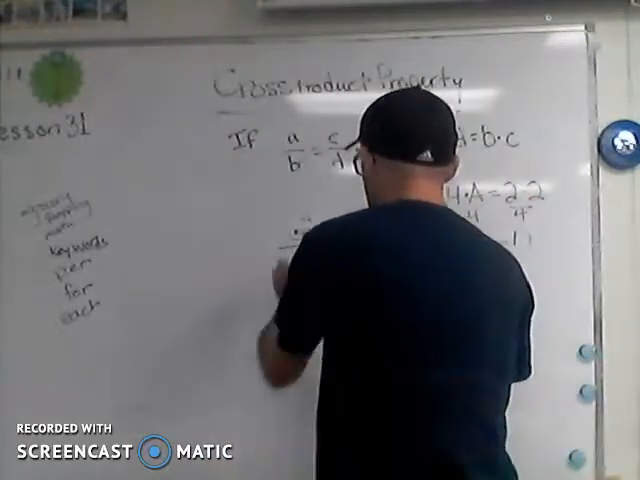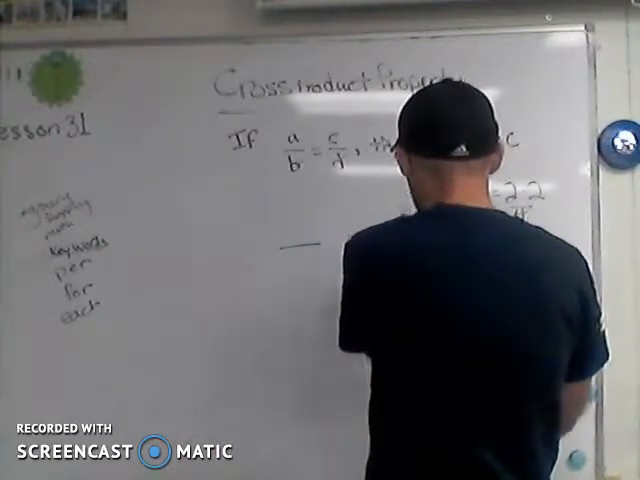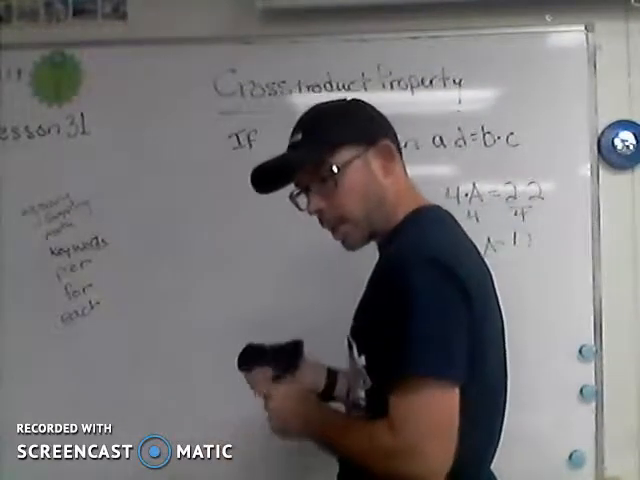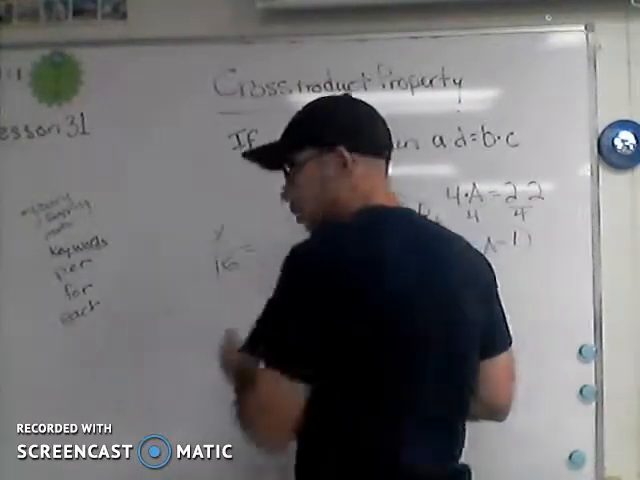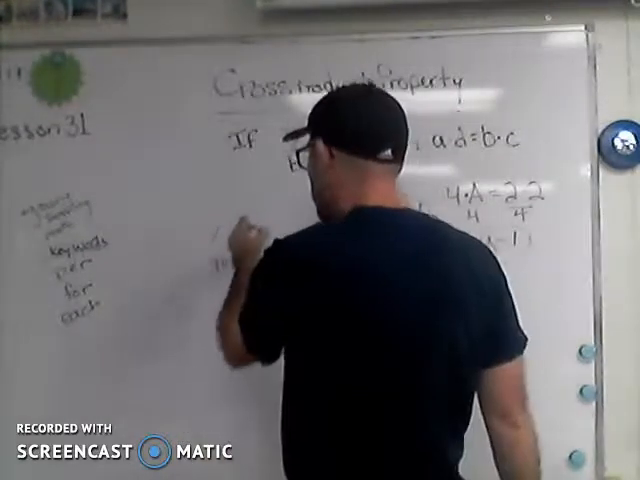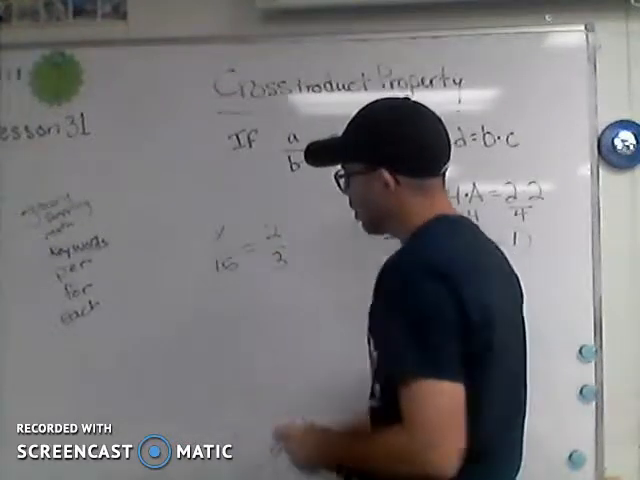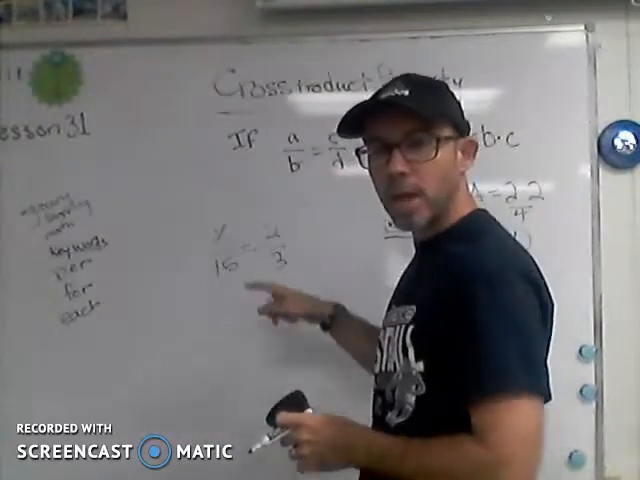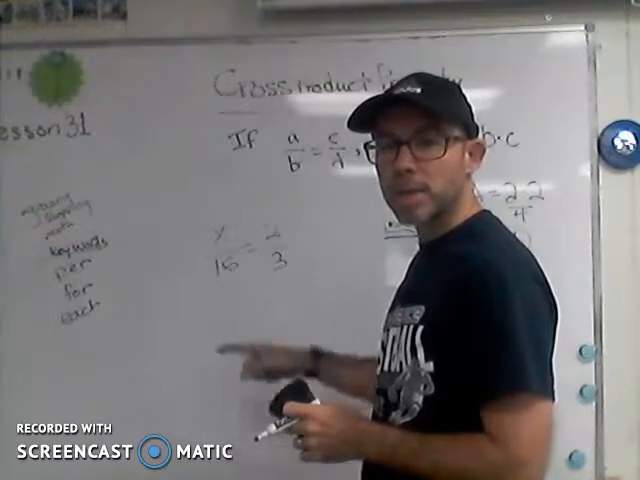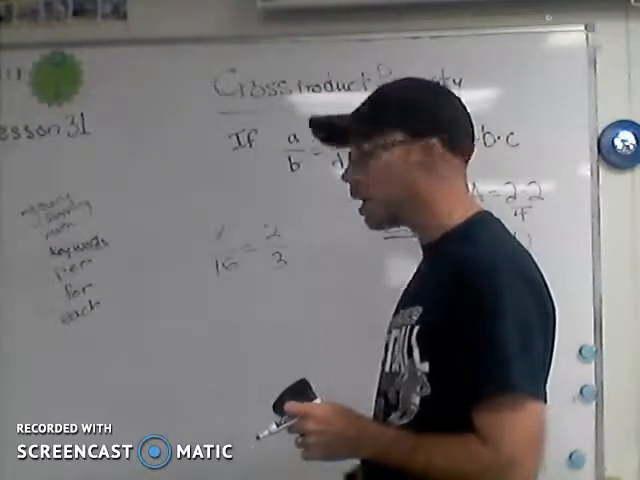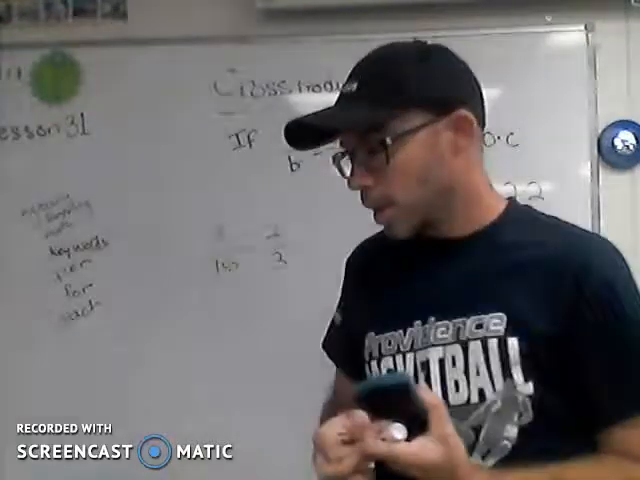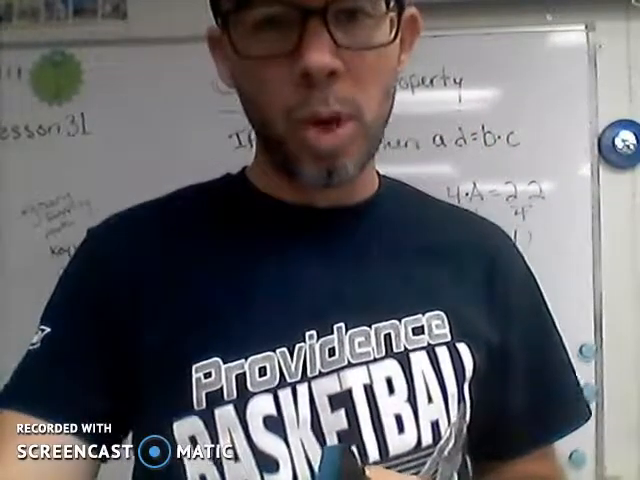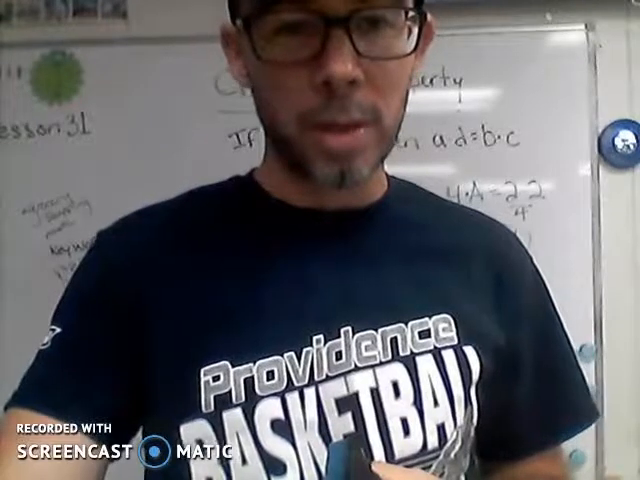The one that they have in the book is x is to 15 as 2 is to 3. And maybe you can figure that out in your head, but you can do a cross product of 3x is equal to 30. And then x must be 10. Let me clear the board. We'll look at maybe one more kind of problem before we're done here.